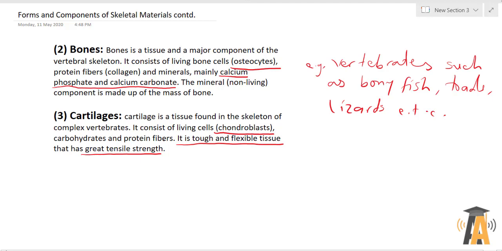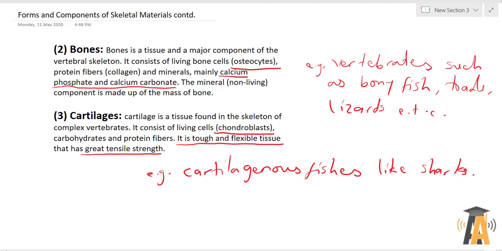Examples of organisms which possess cartilage are cartilaginous fishes like sharks, rays, and mammals.